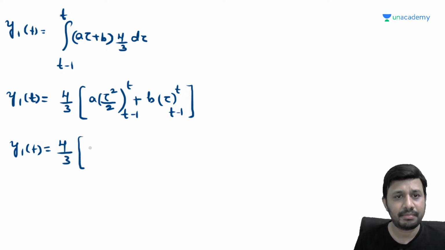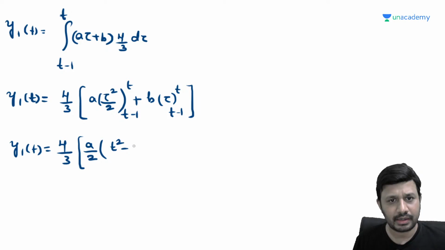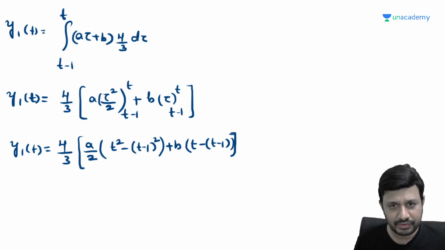See what will come? It is a by 2. Bring a by 2 outside. So it is t minus 1 whole square. Sorry, it's upper limit minus lower limit. So upper limit is t square minus lower limit t minus 1 whole square, plus b times t minus of t minus 1, upper limit minus lower limit. So what will happen if you simplify?